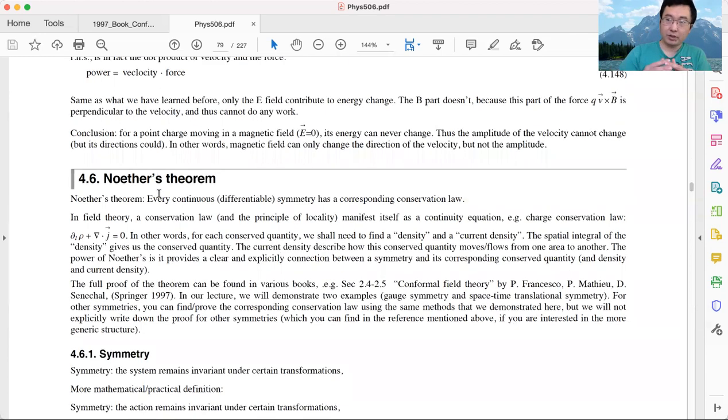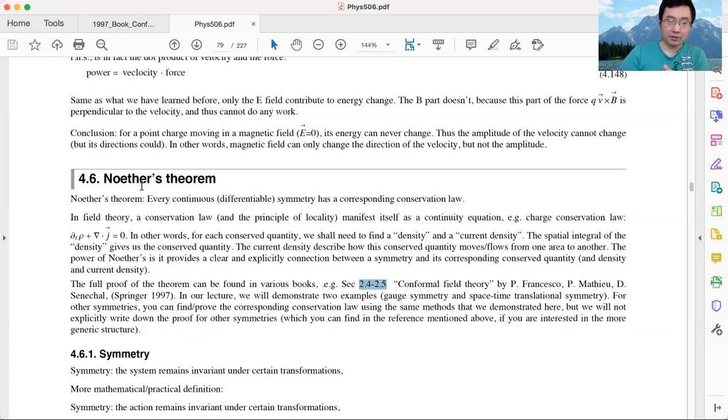If you are interested in more details, there is a very nice reference, the book Conformal Field Theory, sections 2.4 and 2.5. There is a very complete and comprehensive presentation about how to prove this theorem for generic symmetry. For any symmetry, you will eventually get some conservation law or continuity equation. This is the fundamental relation between symmetry and the conservation law. Any continuous symmetry gives us a continuity equation, and a continuity equation gives us a conservation law.